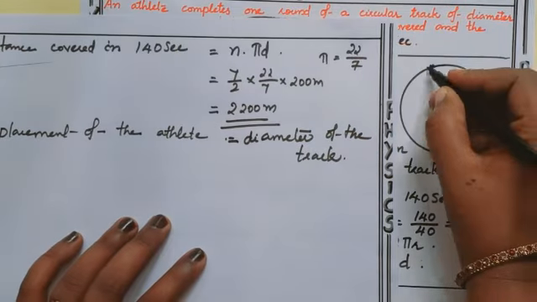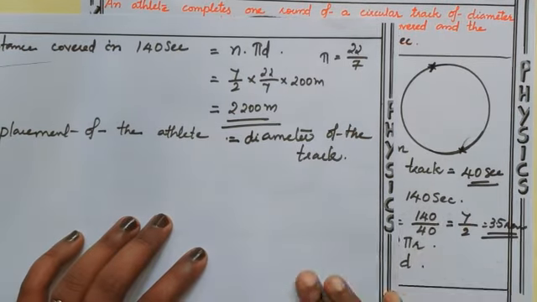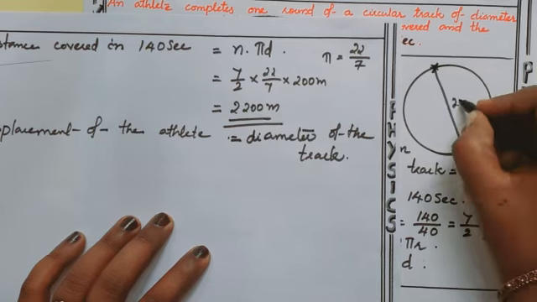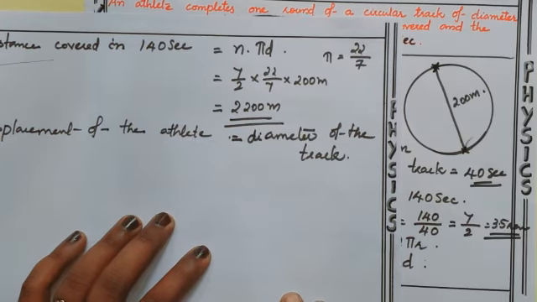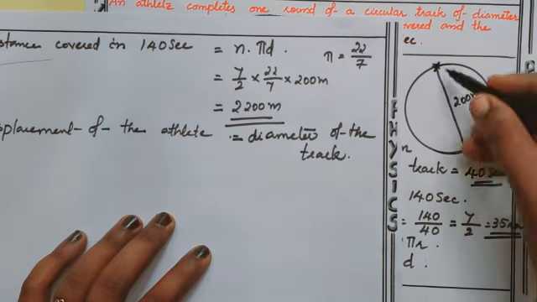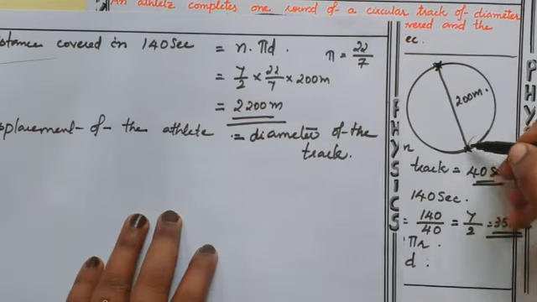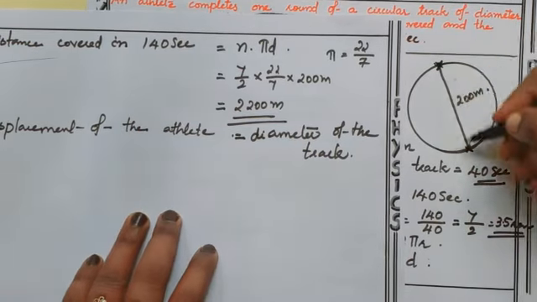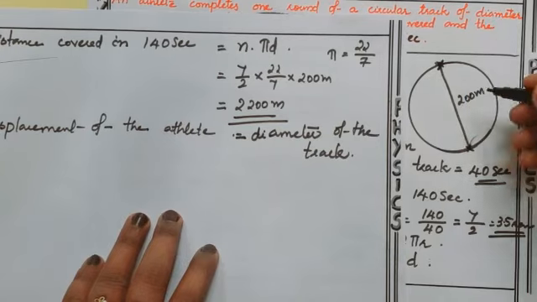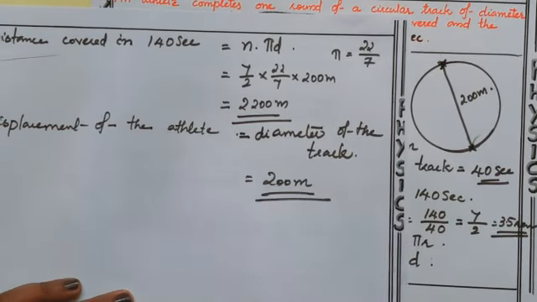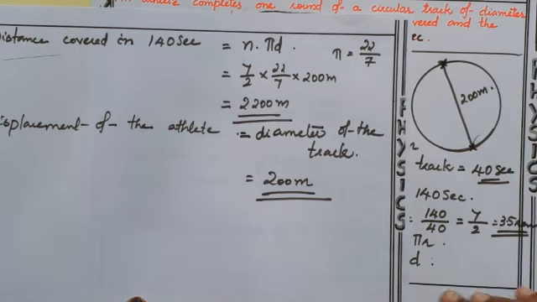Now this is his final position, and we can see this is the diameter. So what is displacement? It is the shortest distance between the initial and final position. After covering 3.5 rounds, he reaches here. Then what is the displacement from initial to final position? That is 200 meters. So the displacement of the athlete is 200 meter. This is the answer.